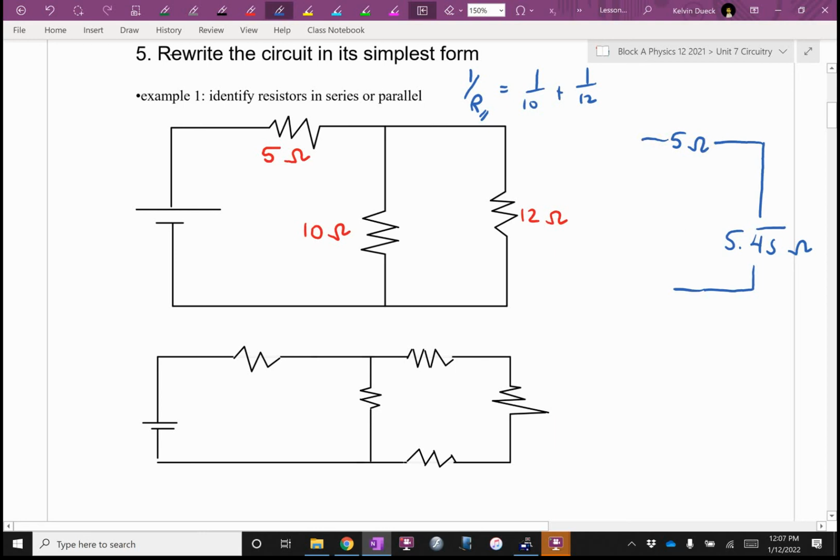How can I combine those ones? Now they're in series, and so now I could add them. I could say our total was 5 plus 5.45, 10.45 ohms. And if I knew the voltage, then I can find the total current, because I total is V total over R total.